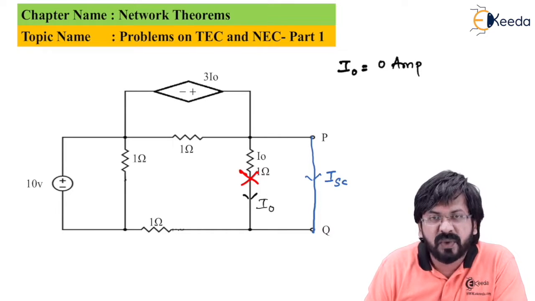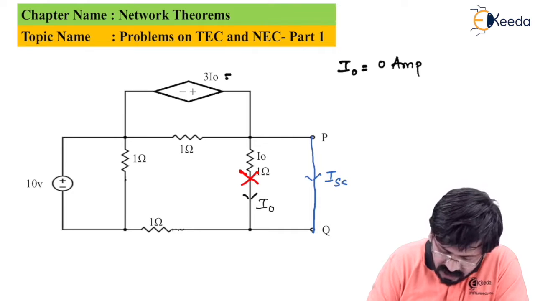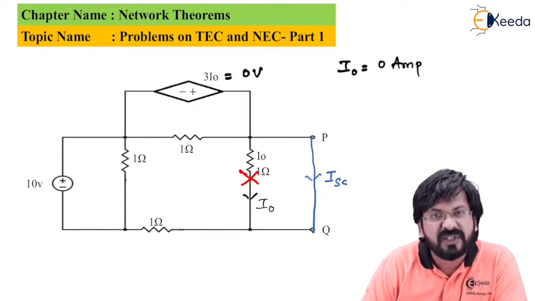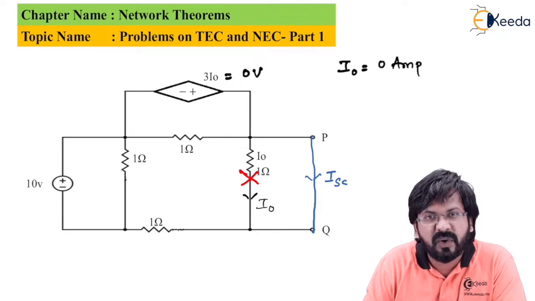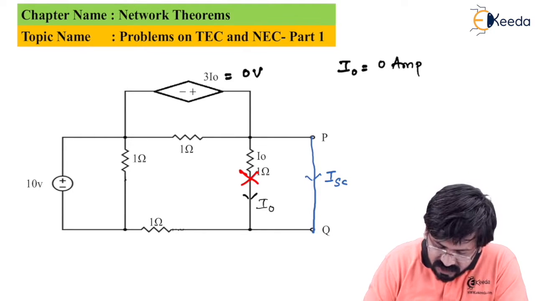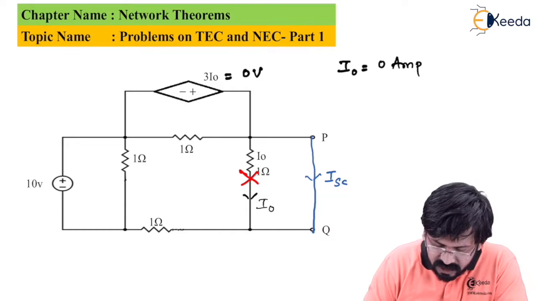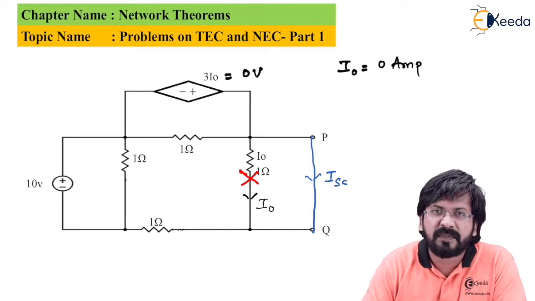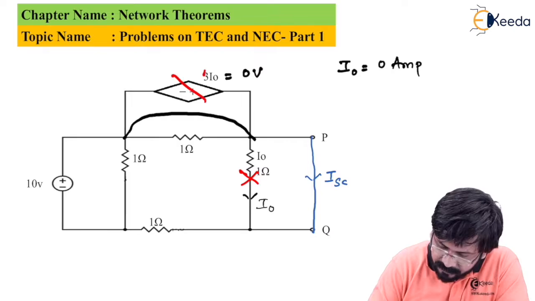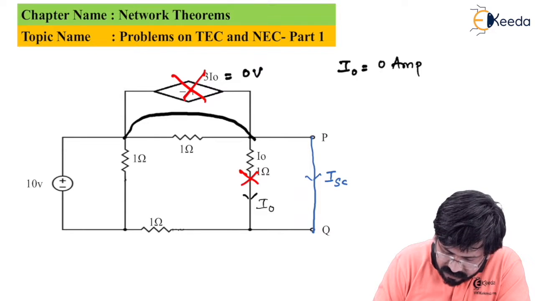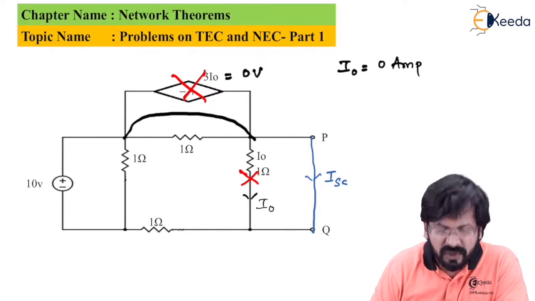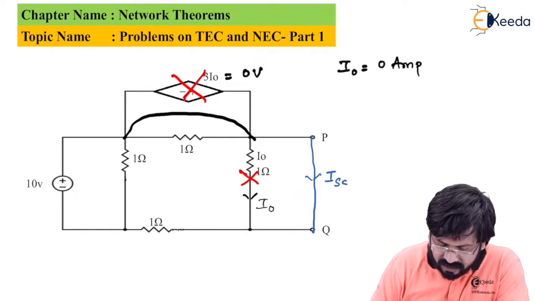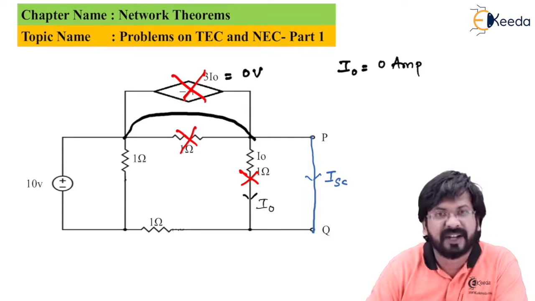There is a dependent source which depends on I0, which is 3 I0. Can I say that 3 I0 will also become 0 volt just because I0, the control element, is equal to 0? Since 3 I0 is equal to 0 volt, this voltage source will supply no voltage. We know that when a voltage source supplies no voltage, it can be replaced with a short circuit. Now this 1 ohm is also redundant.